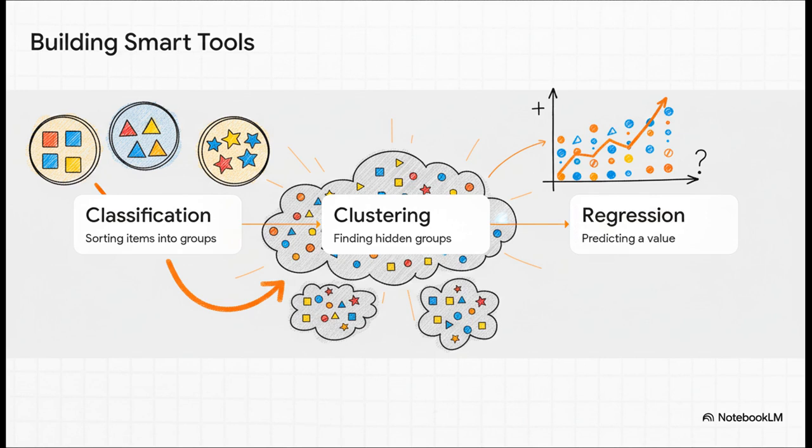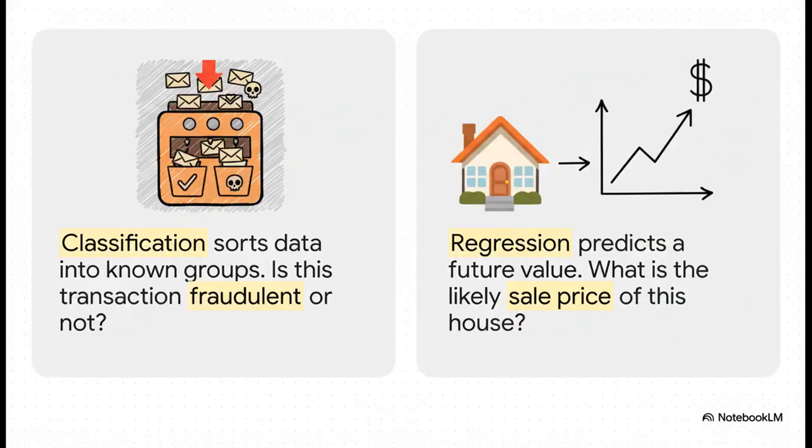You've got classification, which is all about sorting things into groups you already know. Then there's clustering, which is about finding groups you didn't even know were there. And finally, you have regression, which is all about predicting a specific number in the future. Think of these as the three main power tools in the workshop. Let's just focus on the two most common ones.